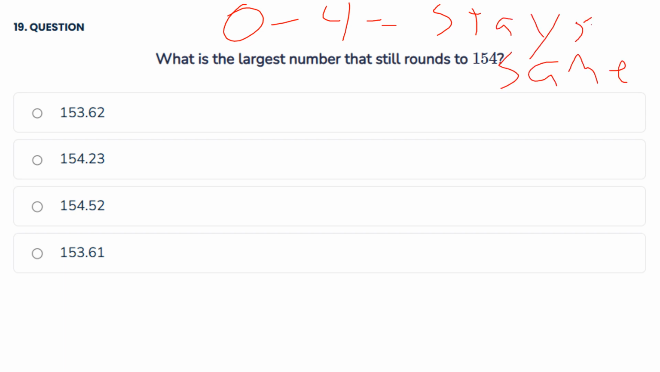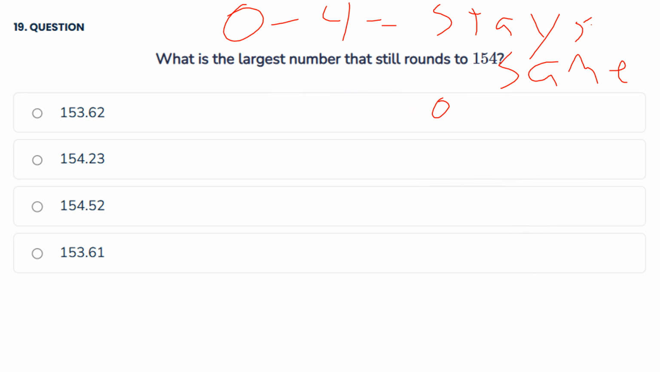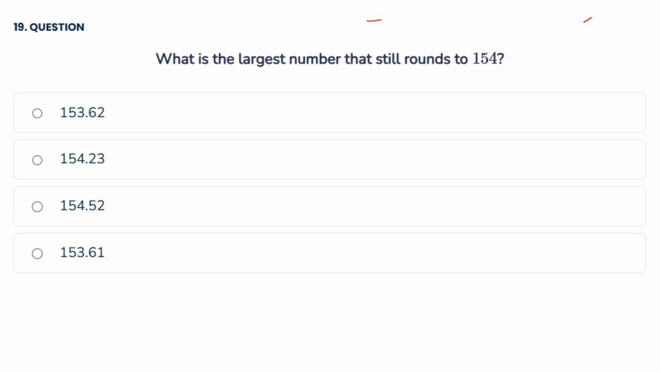If the number is 5 or above, round up. So just remember that. I'm going to erase this. And we're going to look at each one of these answers or options to see which one is the largest number that we can use to still round to 154.